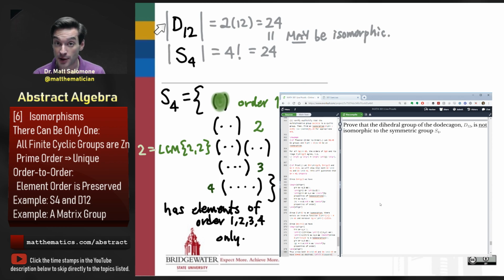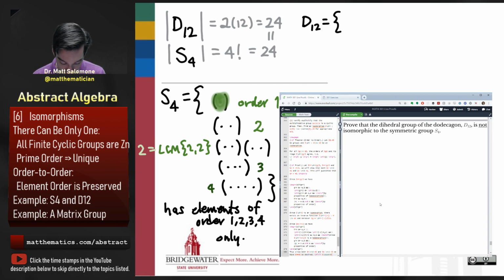Now let's think about the dihedral group of the dodecagon, D12. What kinds of elements are in D12? Well, let's write them. Not all 24 of them, but enough of them as to give us an idea of what the orders of the elements all are.